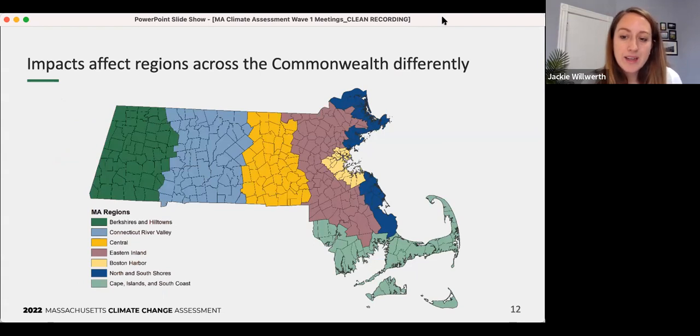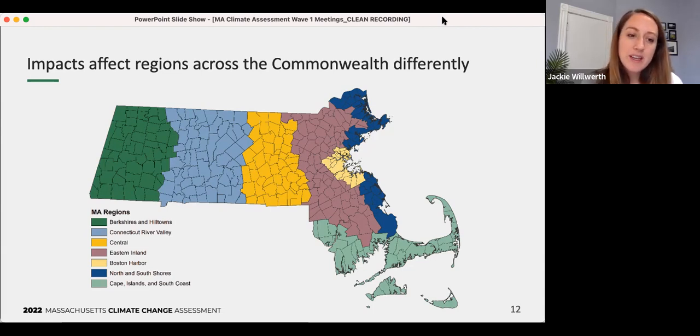Another helpful way to think about impacts is by region. So obviously different hazards show up in different parts of the state in different ways. For example, we talked about, again, sea level rise. There's the direct impacts to coastal communities, but there are also indirect impacts to inland regions that should be accounted for, but thought about a little bit differently.